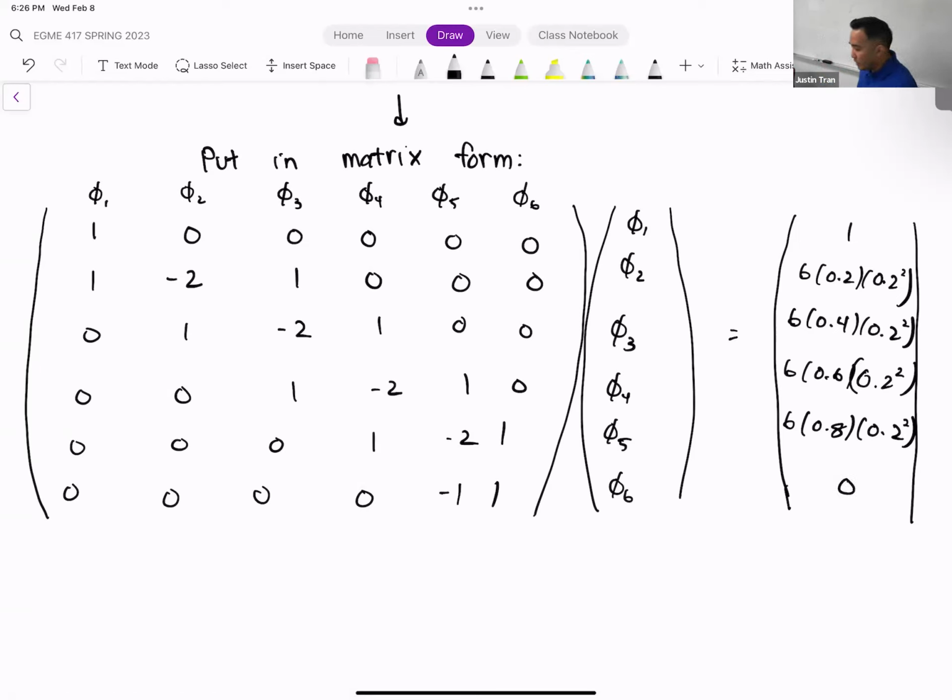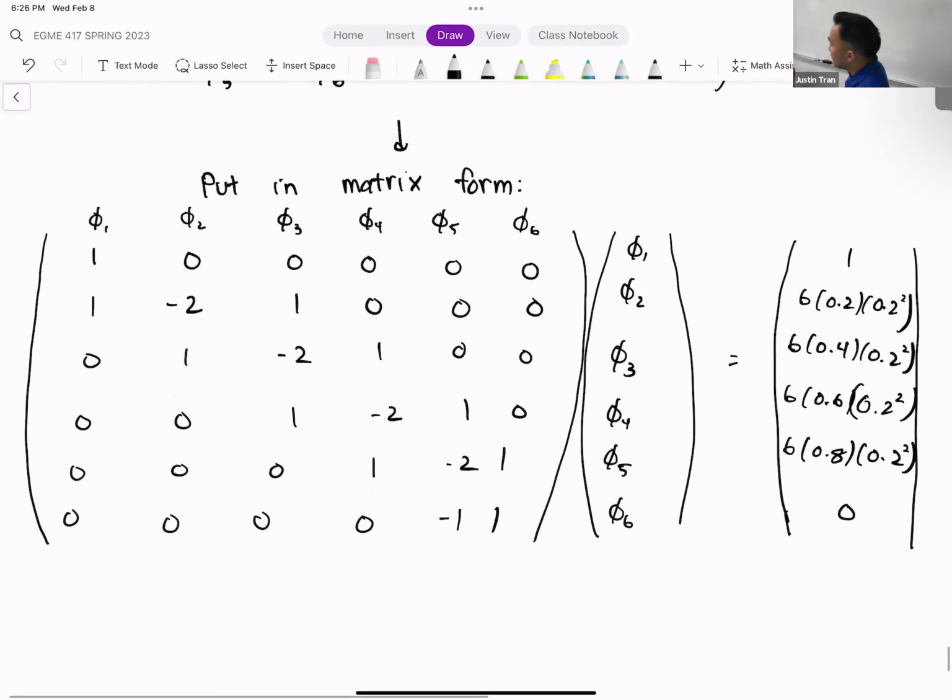And then our last row is just 0, 0, 0, 0, minus 1, 1 is equal to 0. Okay. All right. Any questions on how we obtain this matrix here? So remember, we're just extracting the coefficients out from the system of equations and putting them into our matrix.